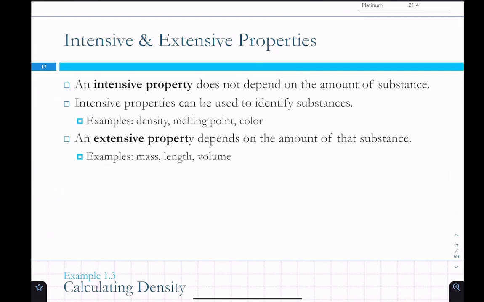If you took a piece of wood and cut off just a small piece of wood, it's going to have the same density as the entire piece of wood. And that's in contrast to extensive properties, where extensive properties depend on the amount of substance. And that's most of our simple, non-derived units. So mass, length, volume, right? If you have more of a substance, it's going to have a larger mass. It's probably going to be longer, at least in some dimension, and its volume is going to increase as well.